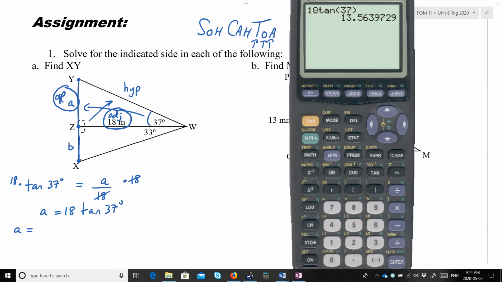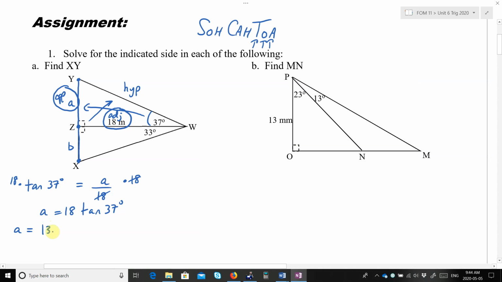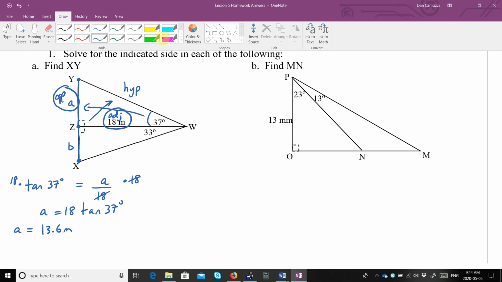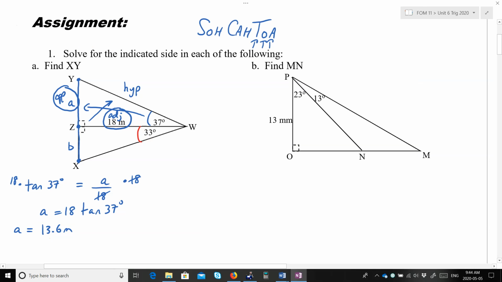So 13.6 to 1 decimal place. That's going to be meters. All right, and now let's figure out length B. In the lower triangle, we've got 33 degrees. Side B is the opposite. Across from the 90 is the hypotenuse, so again, the 18 is the adjacent. So we're looking for the opposite, and we have the adjacent.